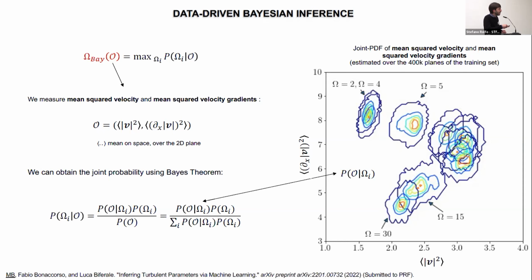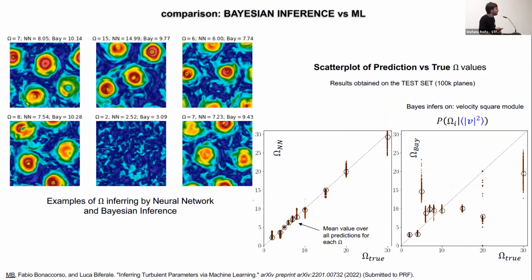As we can see anyway, here is a plot of the joint PDF of velocity modulus versus velocity gradients squared. And you see that the PDFs for the different omegas are not very well disentangled. So it's not a trivial inverse problem to be solved. So let's see a little bit of results.